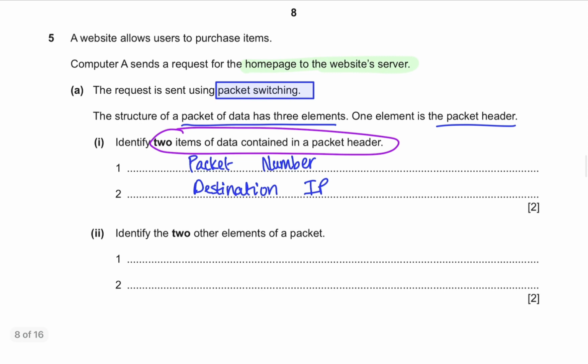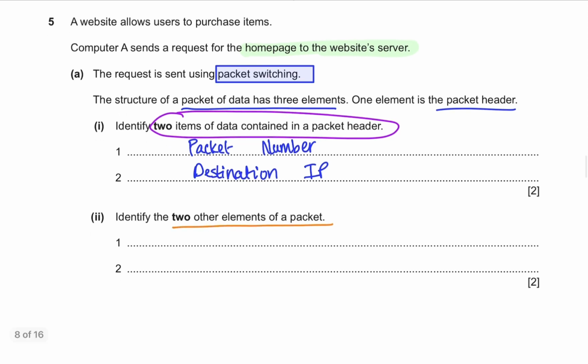Identify two other elements of a packet. What are the two other elements of the packet? You can say payload, and you can say trailer.